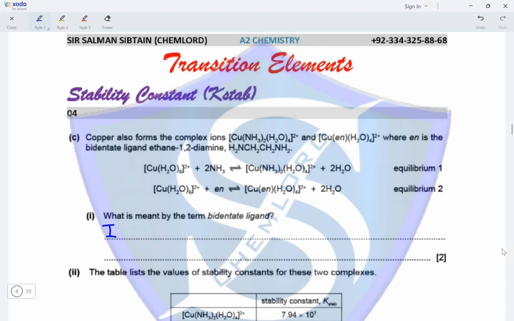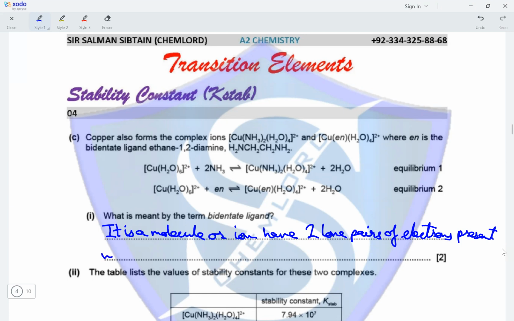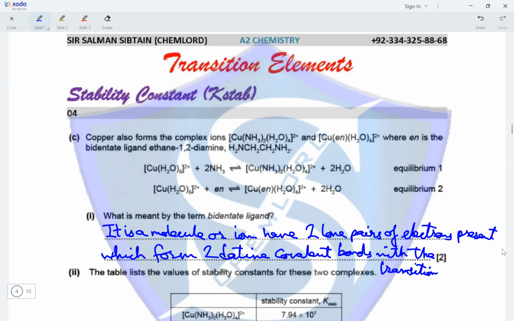So it is a molecule or ion having two lone pairs of electrons present, which form two dative covalent bonds with the transition metal ion.